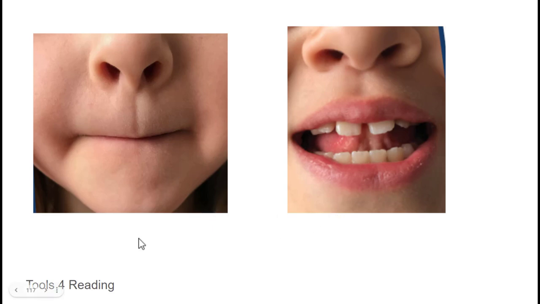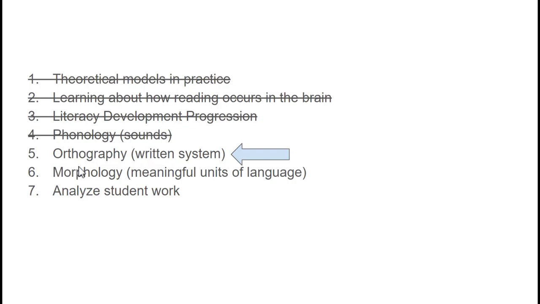So that wraps up this huge module. Thank you for sticking with me. And when we get together next time, we will discuss orthography or the spelling or written system of our language. Thank you so much for all of your work so far in this course, and I look forward to having a discussion about our spelling system.